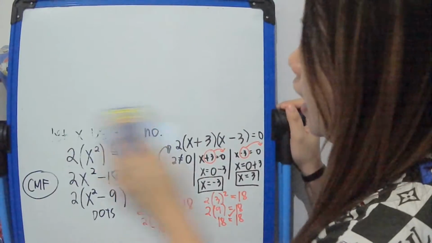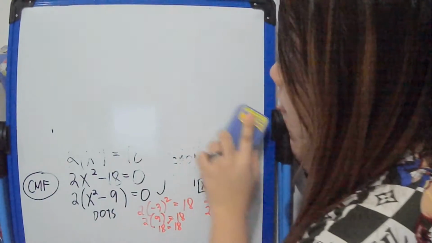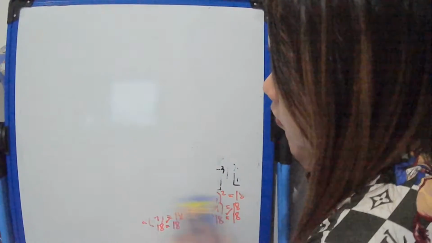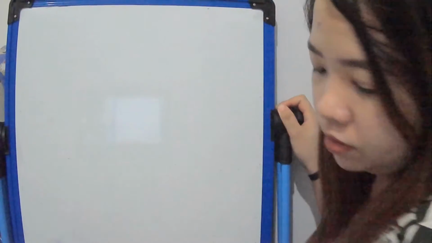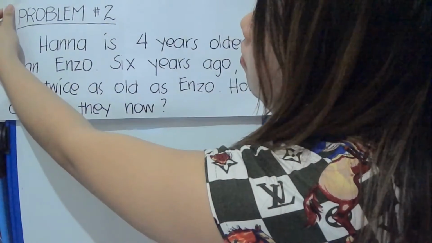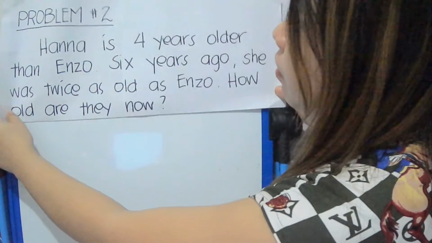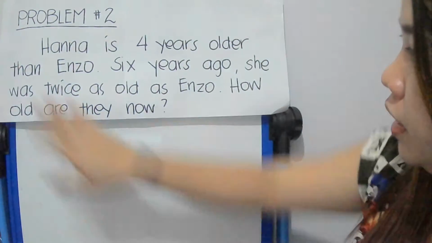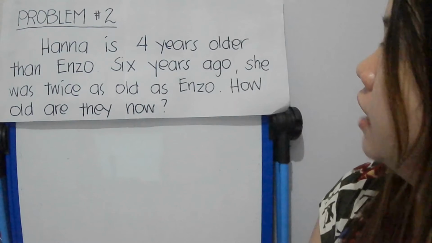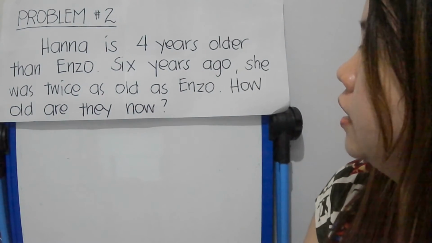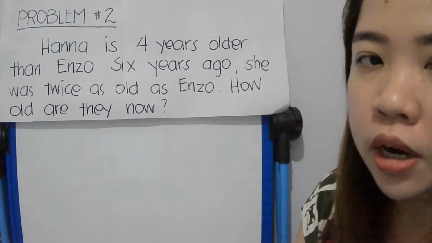So, saan pa natin na-apply ang factors of polynomials pagdating sa word problems? Pwede rin siyang i-apply sa age. So, for example, ito yung problem 2 natin. So, for example, we have here, Hannah is 4 years older than Enzo. 6 years ago, she was twice as old as Enzo. How old are they now?